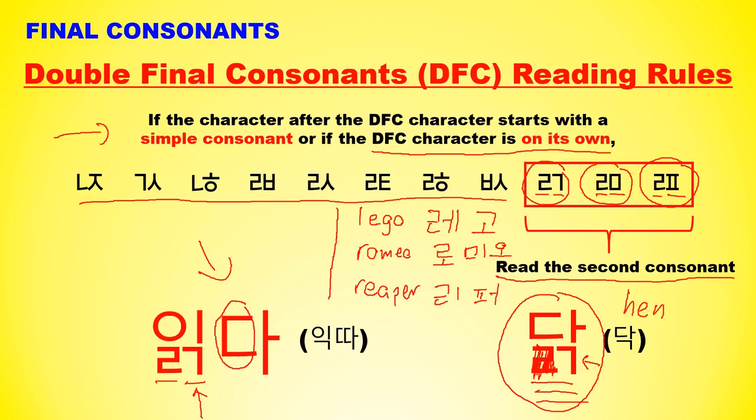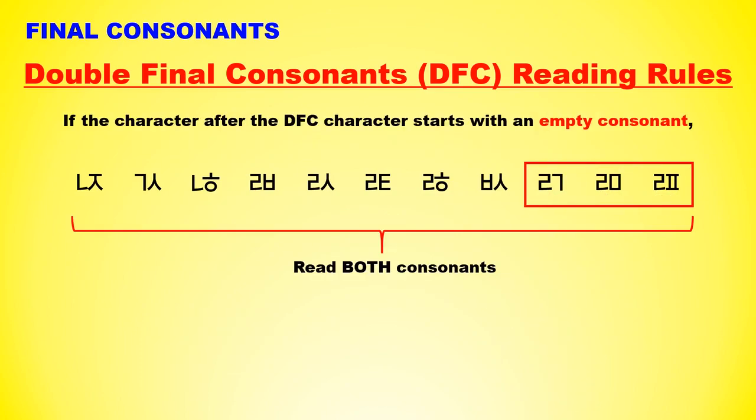I hope that this small little tip can help you in the long run as you continue learning Korean. Now there's just one more reading rule that you need to learn, so just bear with me for a while. Now in the previous two slides, we dealt with situations when the DFC character is either on its own or when the character after that starts with a simple consonant. This last reading rule will address the situation when the character after the DFC character actually starts with an empty consonant. If the character after the DFC character starts with an empty consonant, you are supposed to read both consonants.